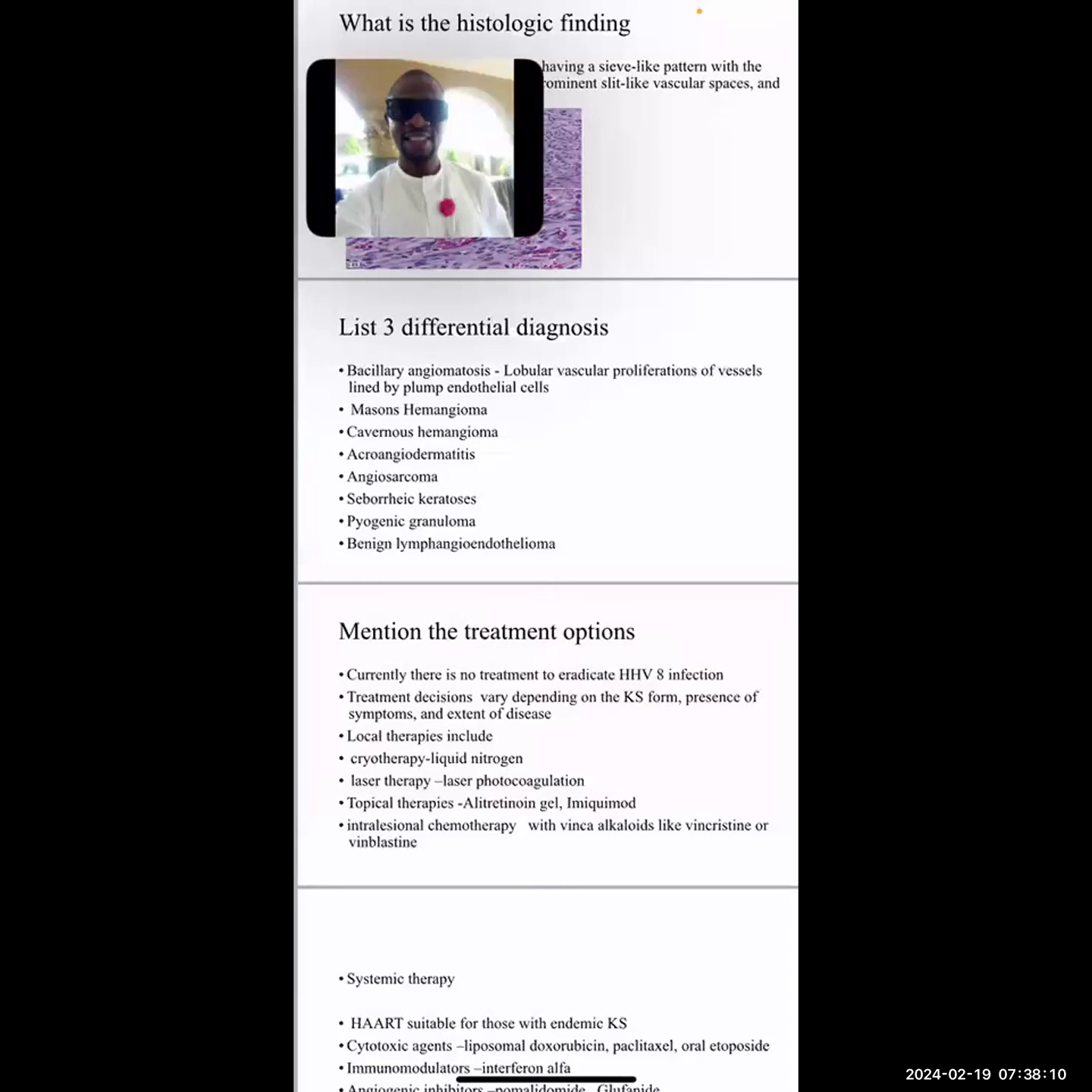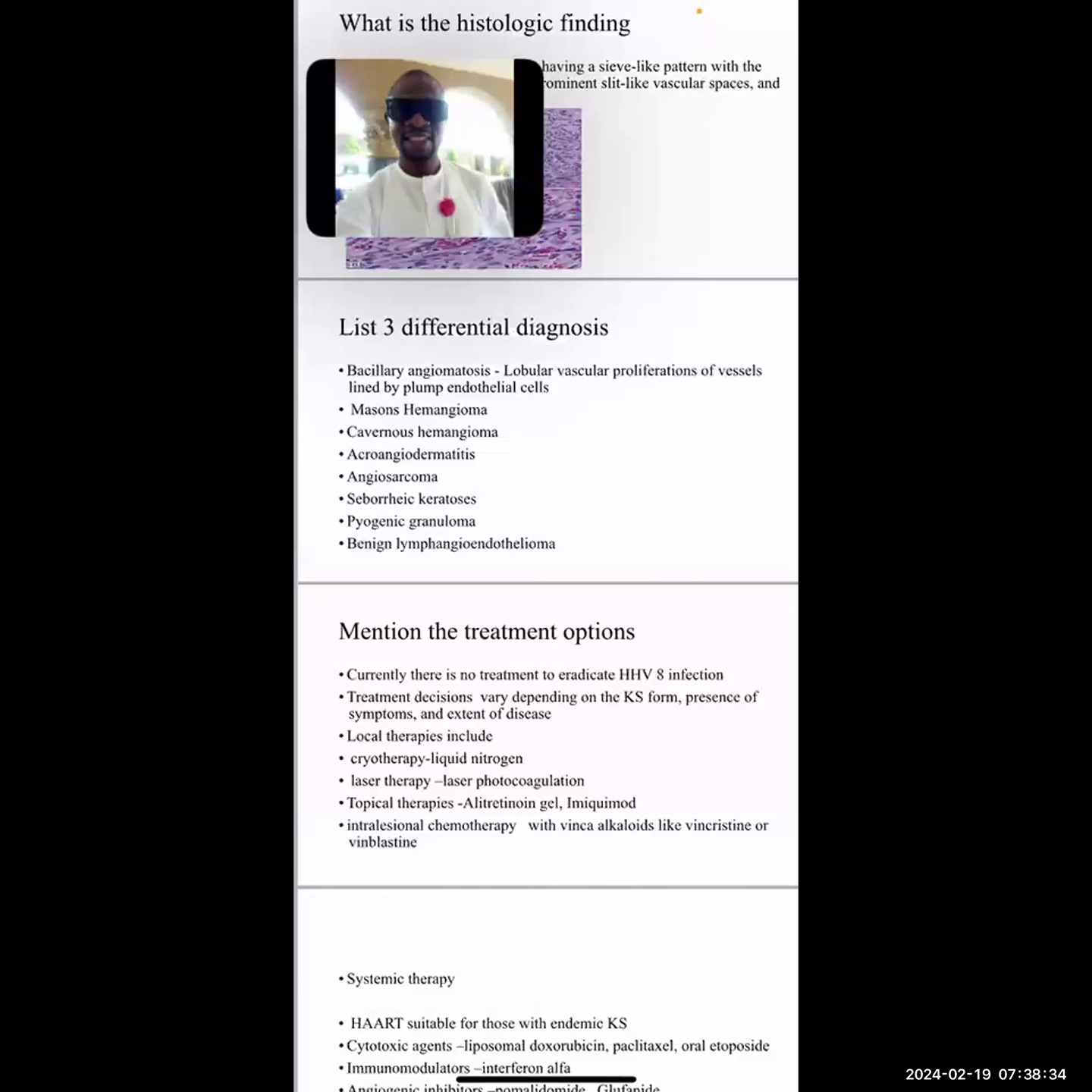But generally speaking, I try to divide the treatment options into various forms, so it's easy for us to actually answer the questions if we get them. So you have the local therapies, you have the systemic therapies. Now for the local therapy, there's the cryotherapy using liquid nitrogen. You also have the laser therapy using laser photocoagulation. You also have topical therapy.